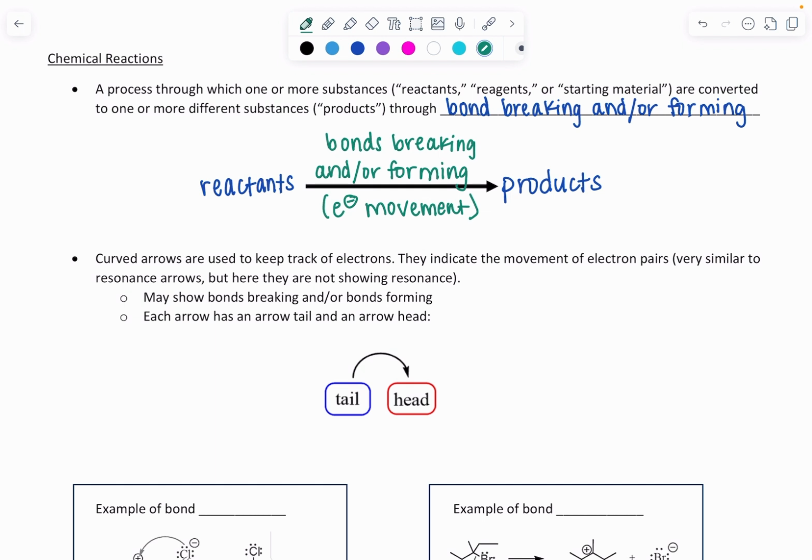Now, still thinking generally about reactions, curved arrows are used to keep track of electrons. So I said this all has to do with electron movement. Well, curved arrows show that electron movement. We've used this for resonance. So this is really similar to resonance. They look the same, but instead of showing electrons resonating within one molecule, they will show electrons moving between molecules to break or form sigma bonds.